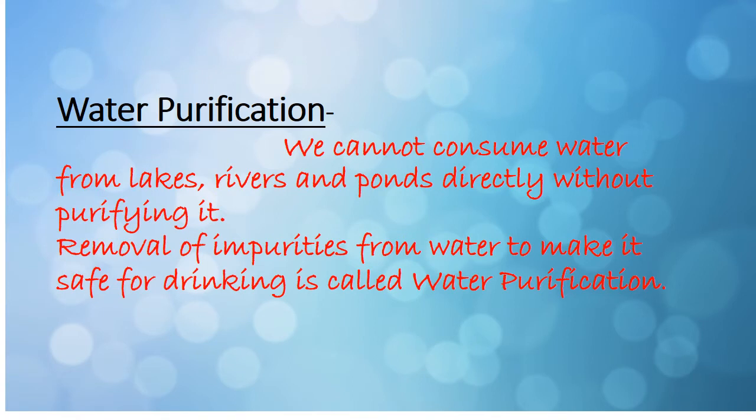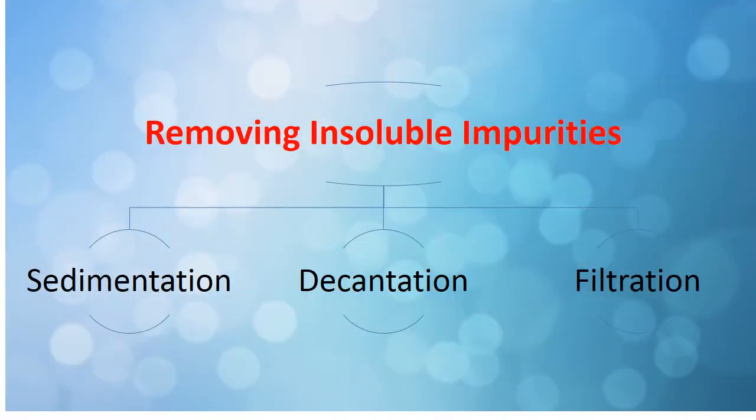The question arises how we can get rid of these impurities, whether soluble or insoluble. So students, there are many methods by which we can get pure water and get rid of the impurities. We will discuss them one by one. First is removing insoluble impurities. For removing insoluble impurities, there are three methods. First is sedimentation, second is decantation, and third one is filtration. By following these three methods, we can get rid of insoluble impurities.